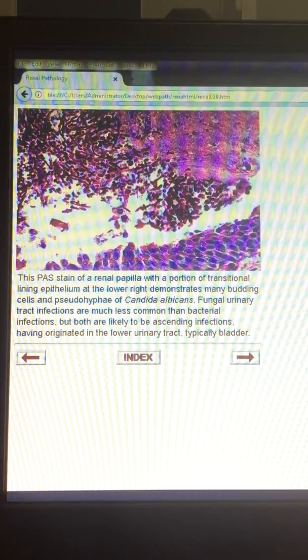The fungal infection is much less common than the bacterial infection, but both can be seen as an ascending infection. What does ascending mean? It's coming from down in the urinary system, most likely from the urinary bladder. So the infection will go from the urinary bladder up to the kidney.